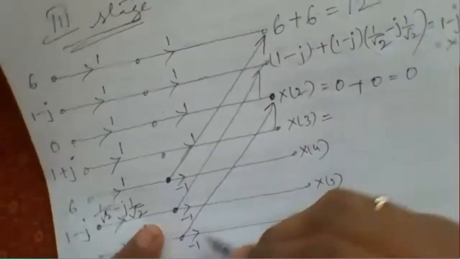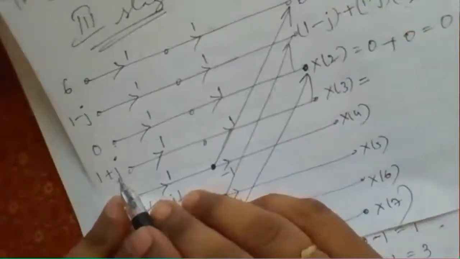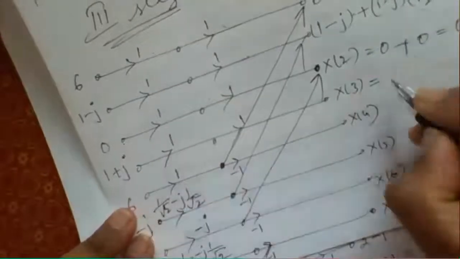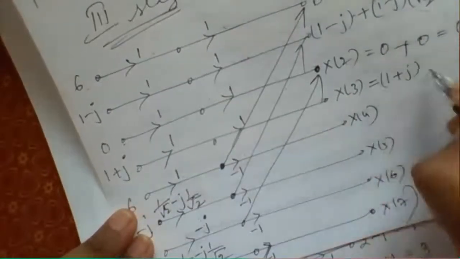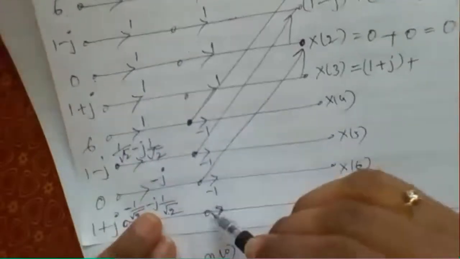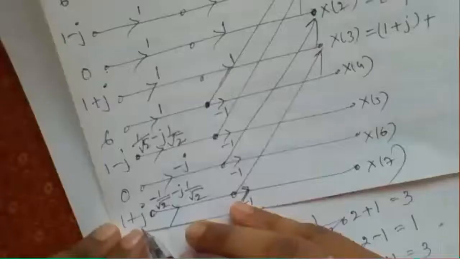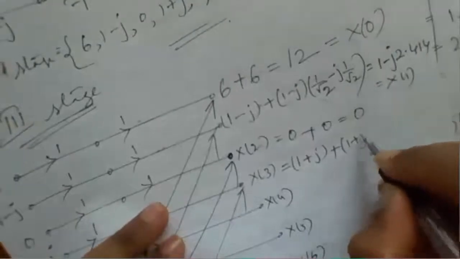For x of 3, we have 1 plus j into 1, so the first term will be 1 plus j. For the second part, join the signal flow graph and see with which it is added. First write down the product clearly: 1 plus j into, now here 1 plus j will pass into the branch whose twiddle factor is minus 1 by root 2.